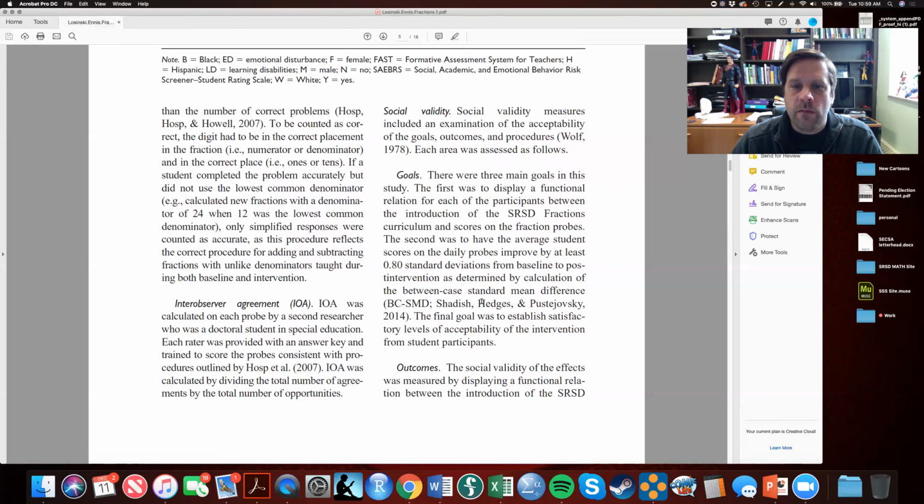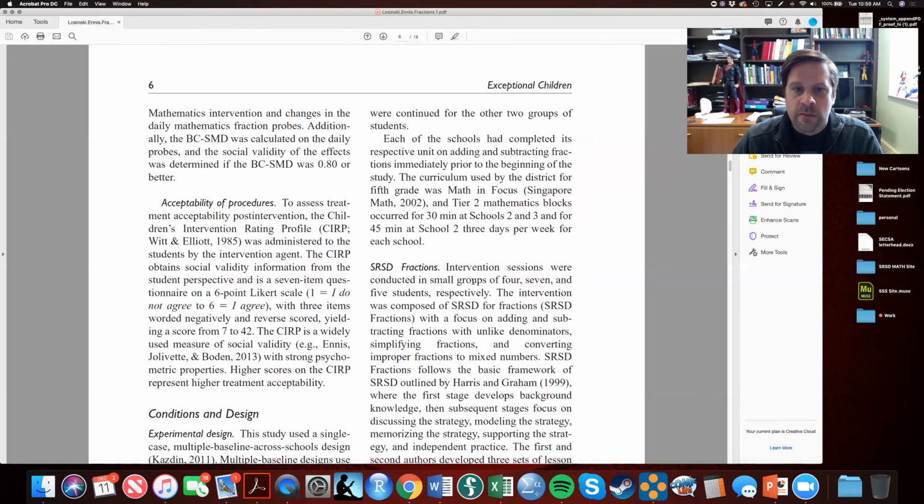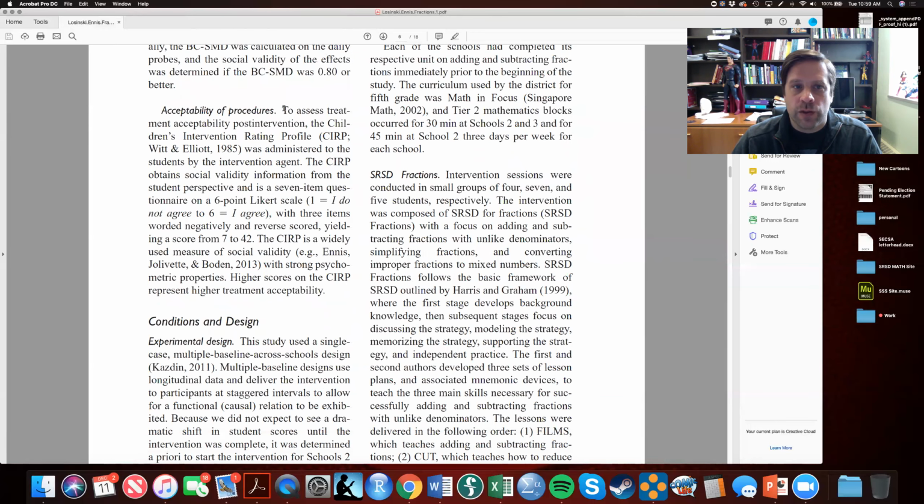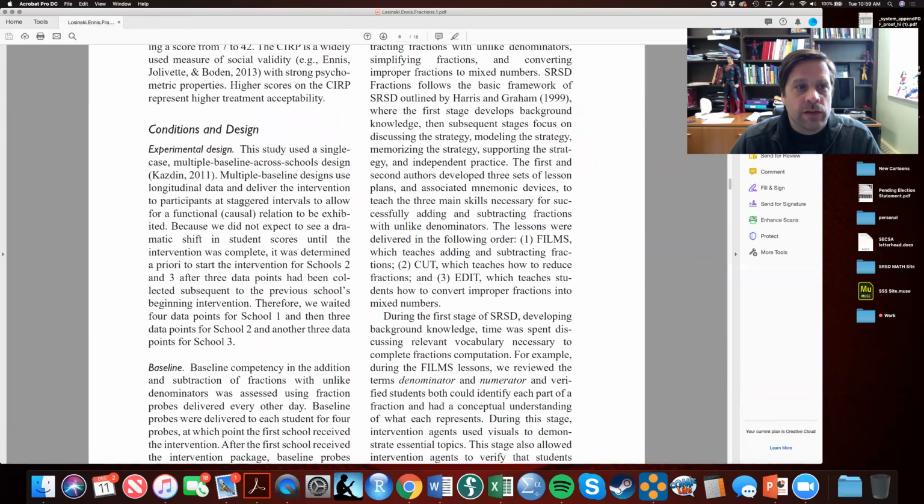And so we have written down the goals of the study, whether or not the outcome of it is an important outcome, and whether or not the intervention was determined to be acceptable. And so to do that, the acceptability part, you don't need to make your own surveys. There's already surveys out there. There's the Children's Intervention Rating Profile. It has good reliability and validity. And so I just use that as a measure of whether or not the treatment was acceptable to both the students and the teacher. And then we come down to the experimental design.